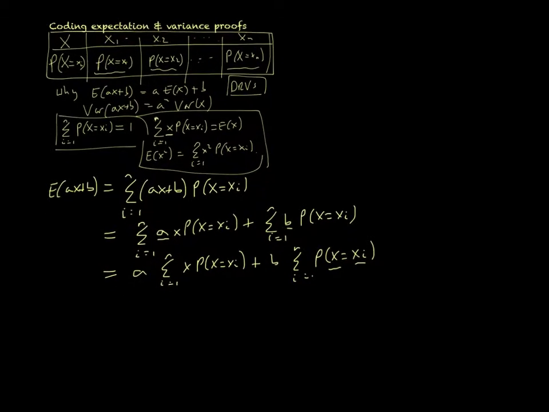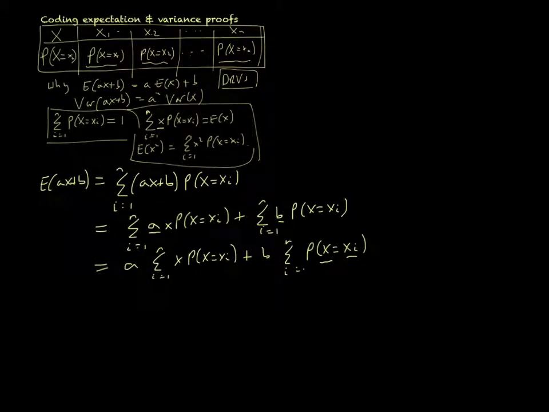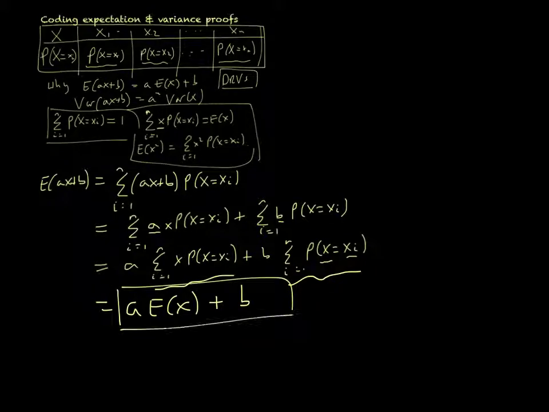Where does that leave us? Well, as we defined from the start, we know that the sum of x P of x equals xi is the same as our E of x. And we know that as you sum all the probabilities together, they're always going to equal 1. So we are left with a E of x plus b, as we wanted. So we're happy.